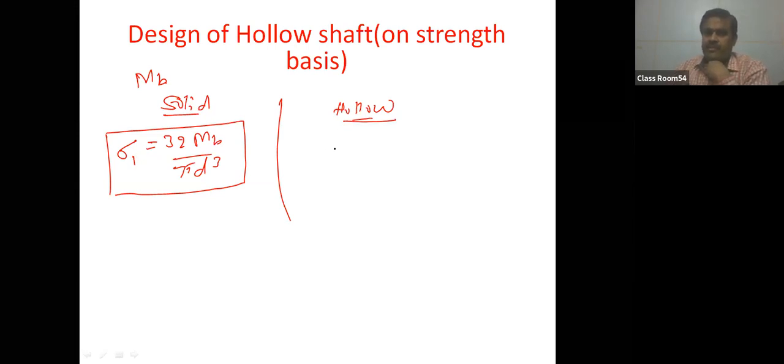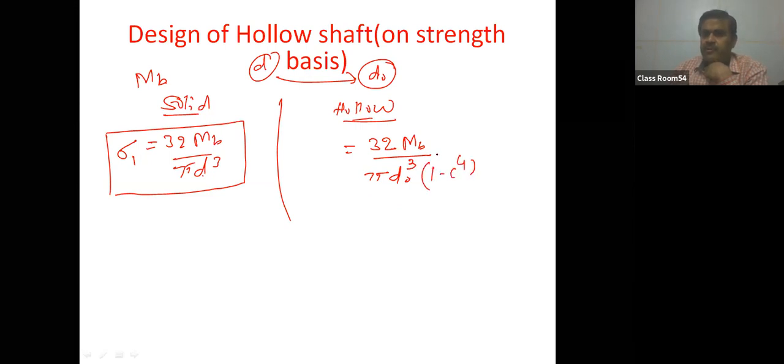In the case of the hollow shaft, the formula will change a little: 32 MB divided by pi d cube, but in place of d we will use do, the outer diameter of the hollow shaft. So it is pi do cube, with one term 1 minus C4. Remember, this is what will change in the formula, right? Where C equals di by do. So this is the case when only bending moment is acting. The formula remains similar, with do in place of d, and 1 minus C4 is extra.